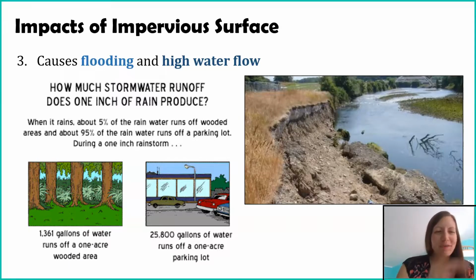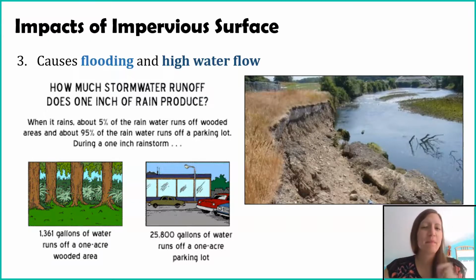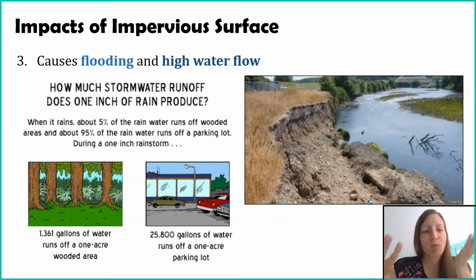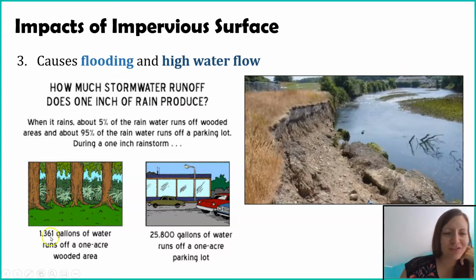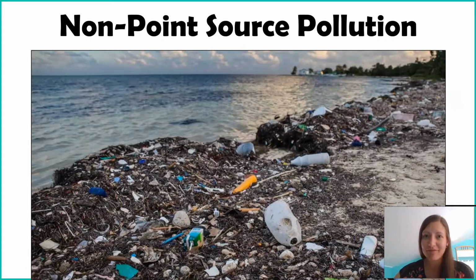Something else, this was a cool image I found just to put some numbers or scale with it. If you compare the same amount of rain into an urbanized and a forested habitat, while you'll still have runoff in a forested habitat, we're looking at 1,300 gallons versus 25,000 gallons. So a huge scale in difference between these different types of surfaces and their impact to runoff.